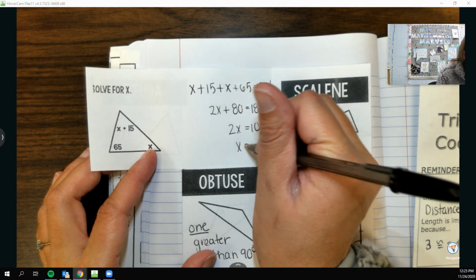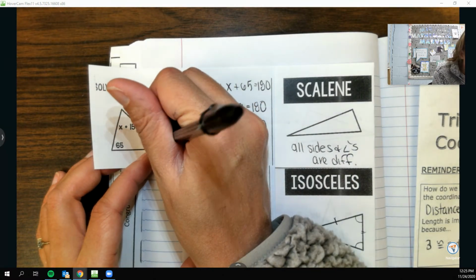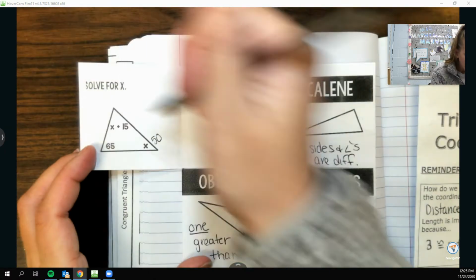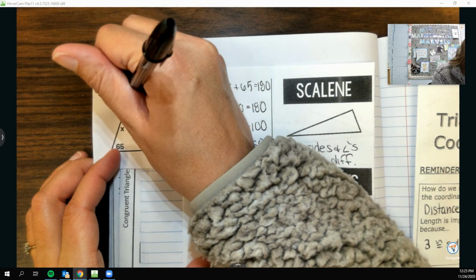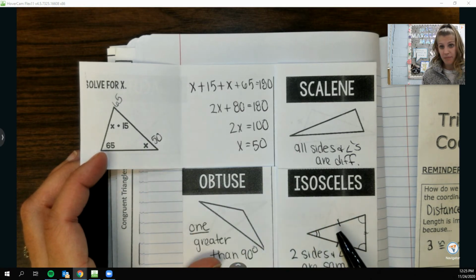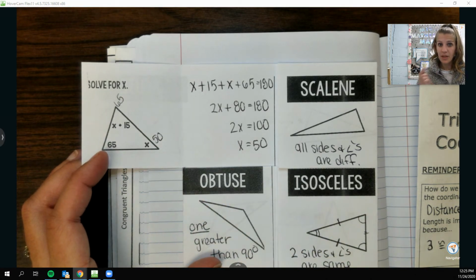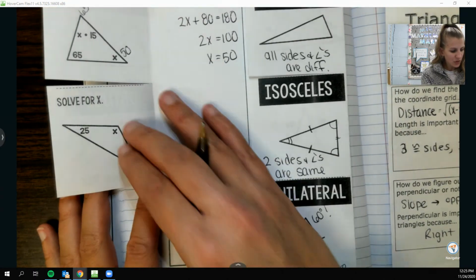And so I get that x is 50, which then does show me that this is all acute because this angle here would be 50. Oh, it's still acute. This angle over here would be 65. But it is isosceles because I got two the same. Fun fact.